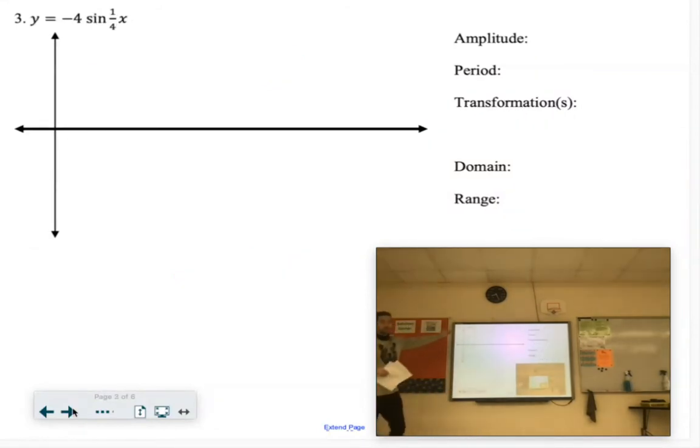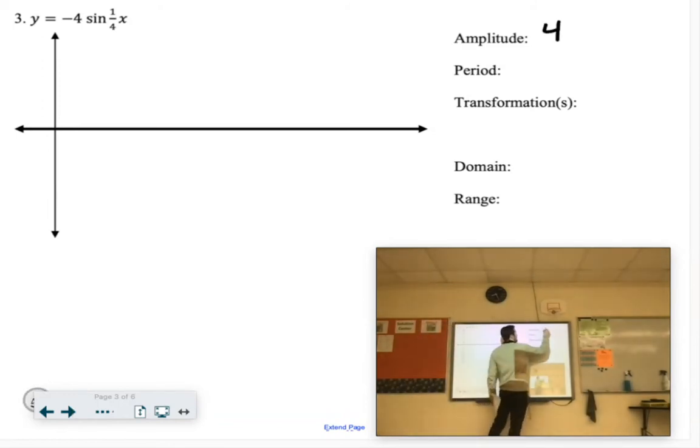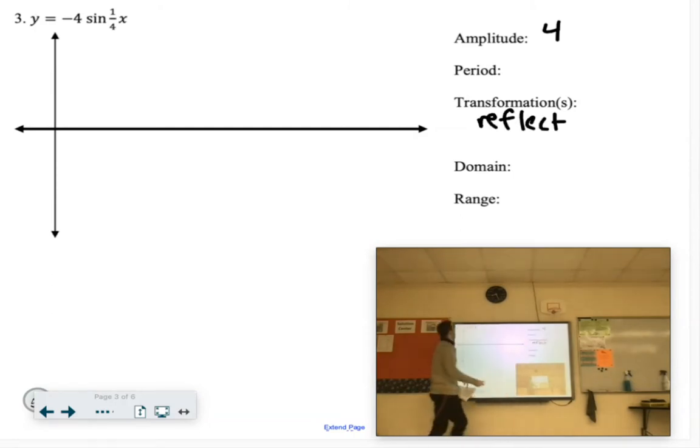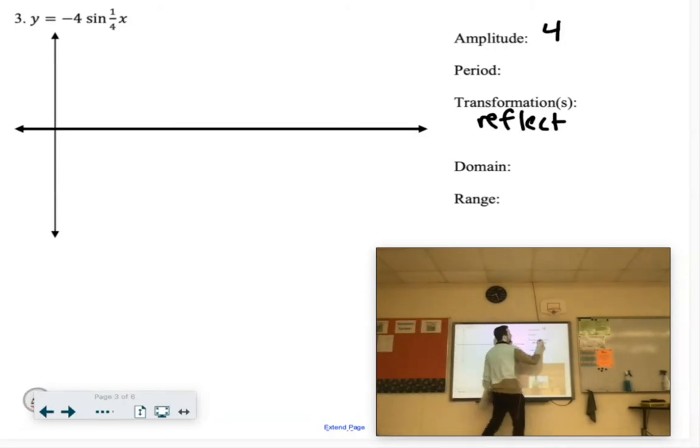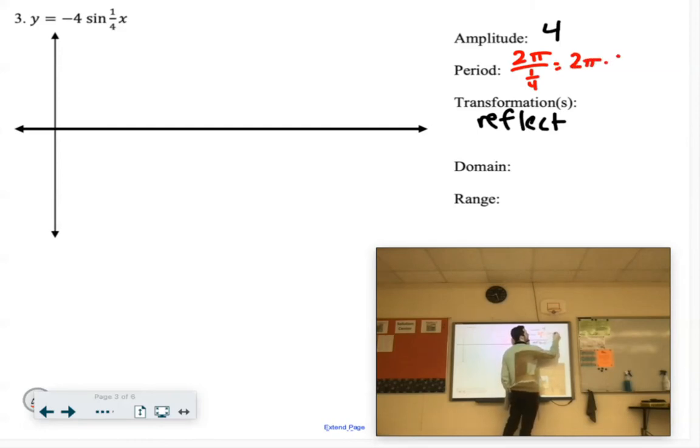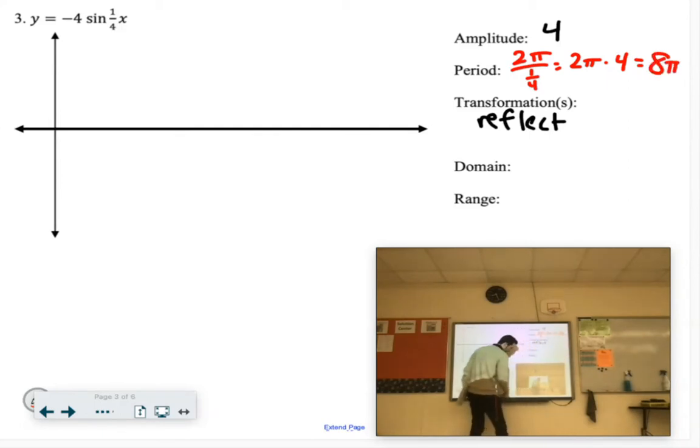All right, the negative 4. So automatically I know there's going to be an amplitude of 4 and it's going to be reflected. So amplitude 4 reflected. Okay, the 1/4 affects the period. So period is 2 pi over b, 1/4. If you are doing 2 pi divided by a fraction, you're really multiplying by the reciprocal. The reciprocal of 1/4 is 4. So that would give us a period of 8 pi.